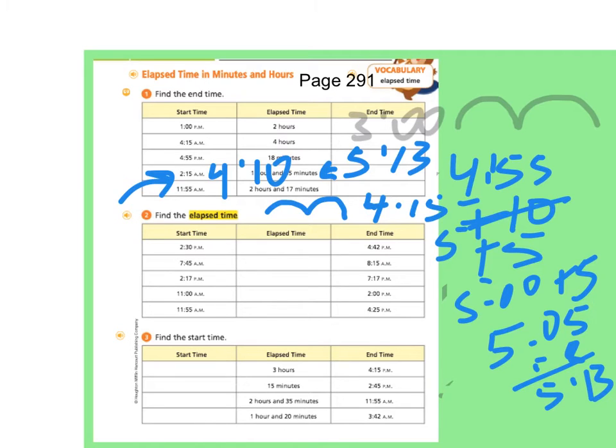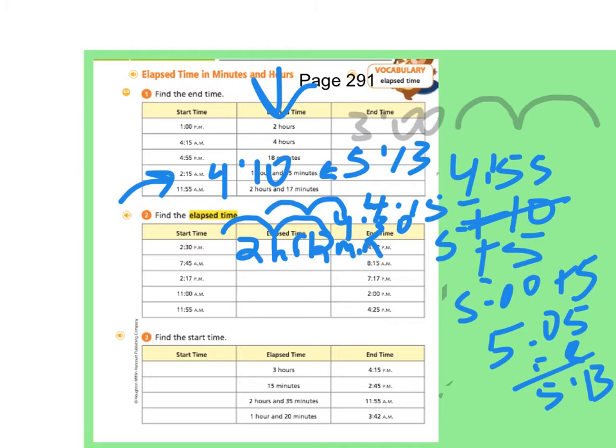Now, this one you actually have to figure out how much time has passed. So if it's from 2:30 to 4:42, I really do the same thing. So 2:30, 3:30, 4:30. So that's 2 hours, because I made 2 jumps, and that puts me at 4:30. And then I have to get to 4:42, so I'd do a plus 10 plus 2. So it'd be 2 hours and 12 minutes.